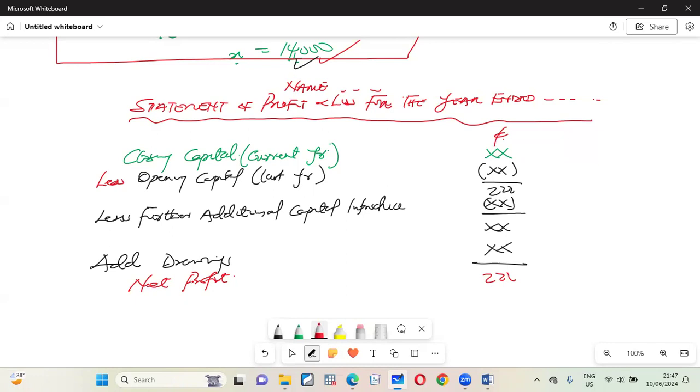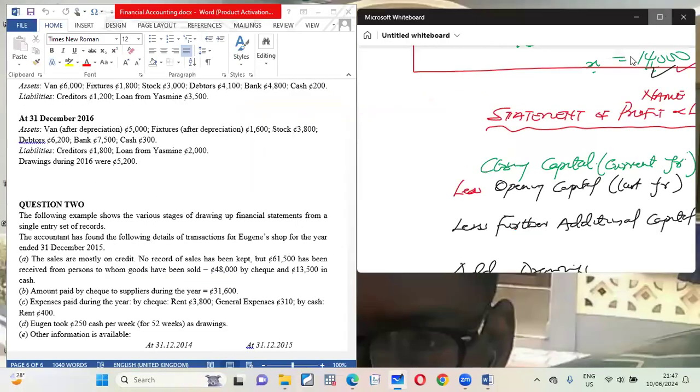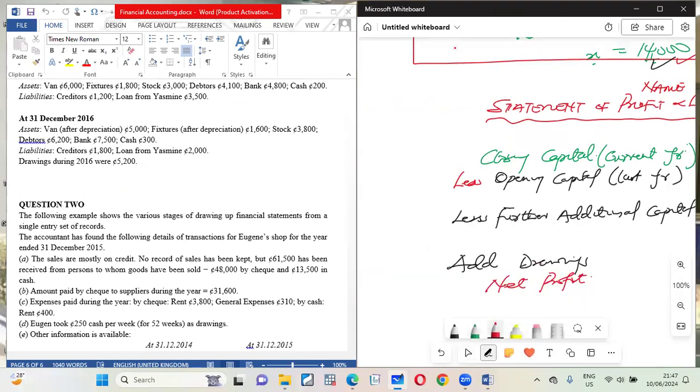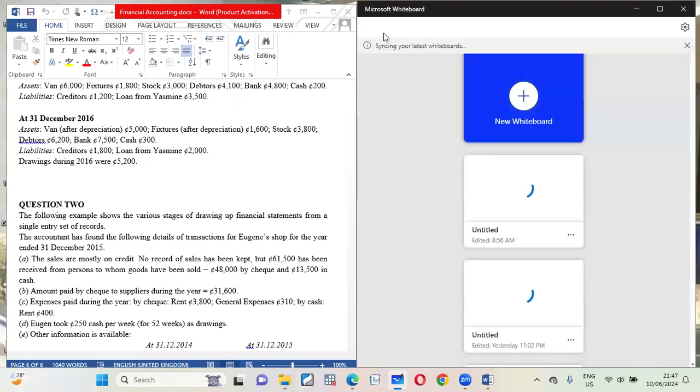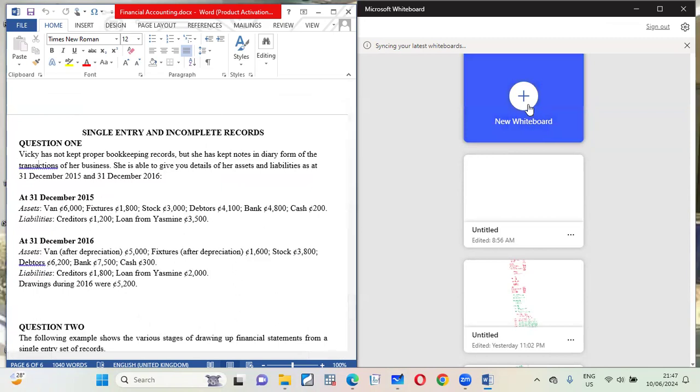Now, why don't we practice with a question so that we will know that we are good with this? Then we can continue in a second video whereby we find the closing capital and opening capital. How do we find it? So let's practice with this one. There's a question. Okay. So this is the question that we'll be looking at. Question one for single entries.